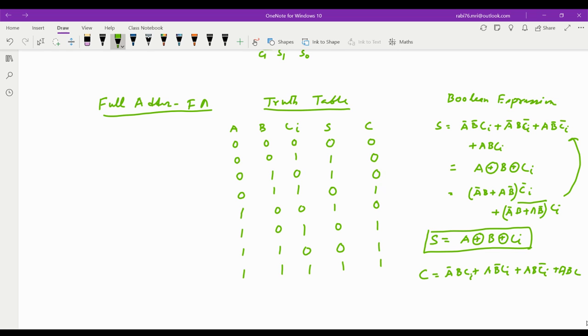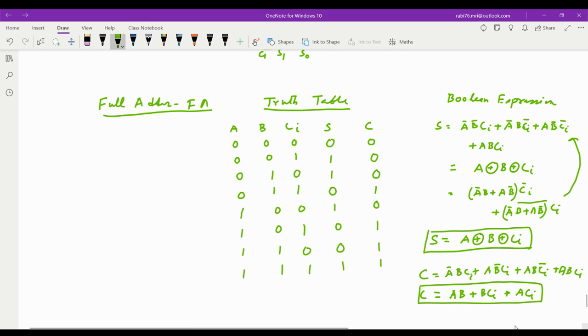Now if you simplify it, you will see that to simplify it is very easy. You add A B Ci with all the terms. Now if you add this with the A bar B Ci, then B Ci will be common, and A bar plus A gives you nothing but 1. So it will be basically AB plus BCi plus ACi. These three terms will be there, right? So this is the Boolean expression for the carry bit.